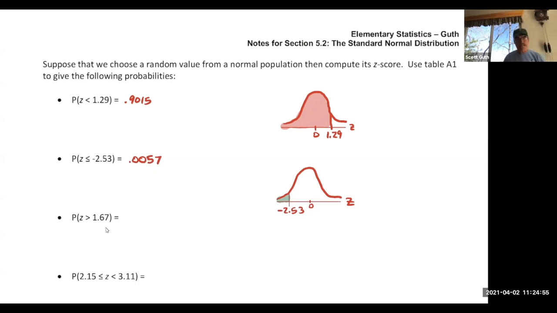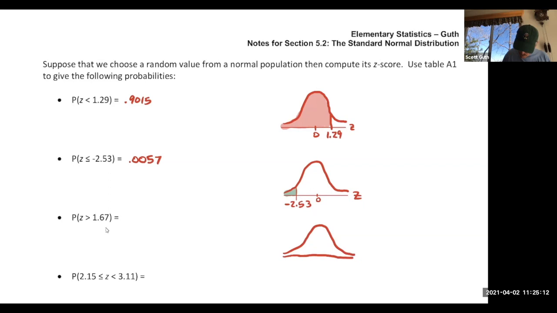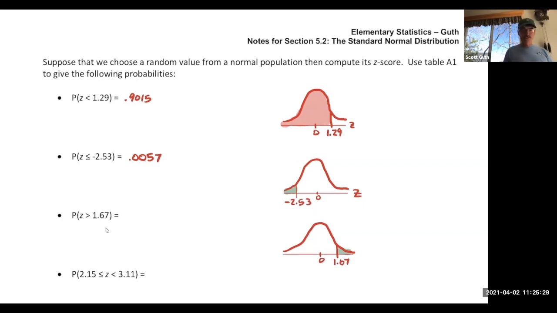Next one is a greater than. So that's going to look a little different this time. So I'm just drawing another bell curve here. But this one, the cutoff is 1.67. So remember, 0 is in the middle. 1.67 is going to be over here. It doesn't matter where, it just has to be on the right. And then we're going to shade that.